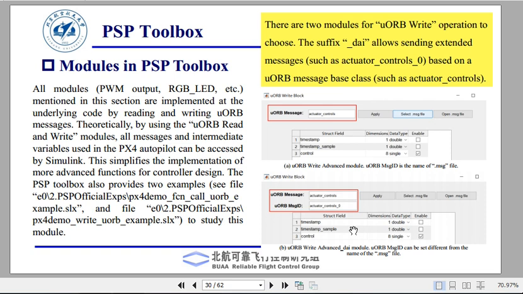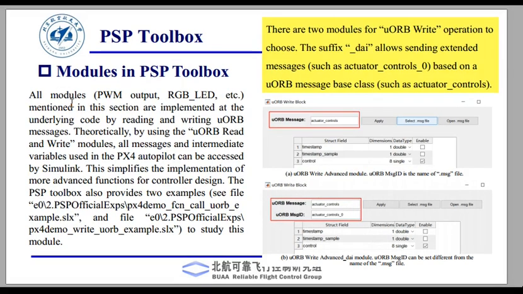Okay, as you can see here, all the presented modules such as pulse width modulation output, RGB LED, etc., mentioned in this section are implemented as the underlying code by reading and writing uORB messages. Theoretically, by using the uORB read and write modules, all messages and intermediate variables used in the PX4 autopilot can be accessed by Simulink. This simplifies the implementation of more advanced functions for controller design.